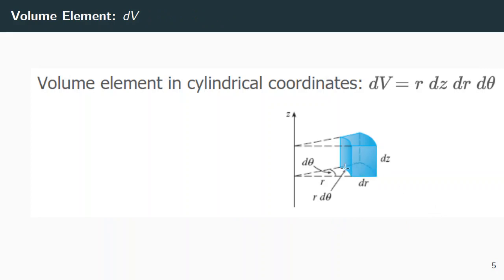This is what that looks like in three dimensions. There's this little dA down here. This r dr d theta gives you that area. Multiplying by z gives you a small patch of volume, and then adding up all of those volumes for the entire region would give you the total volume.